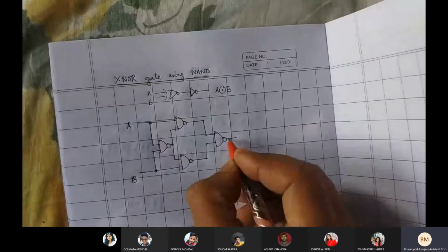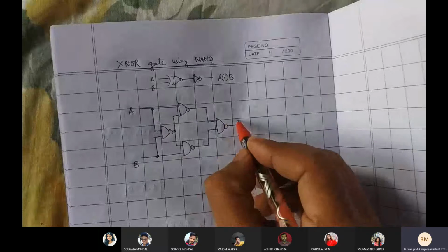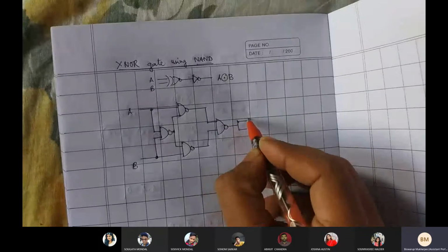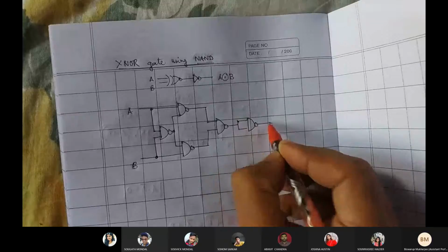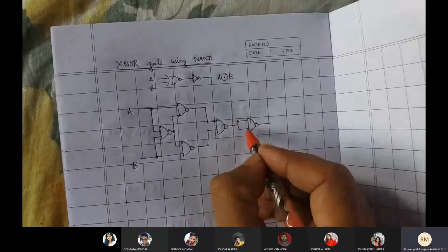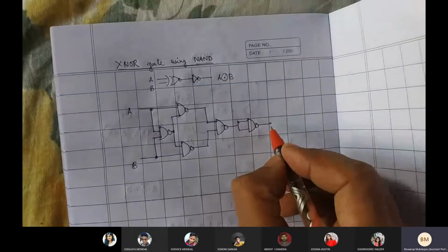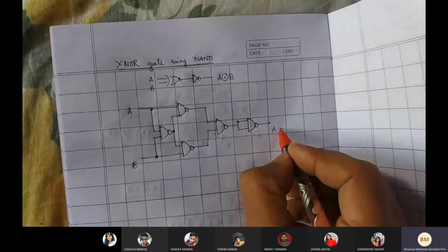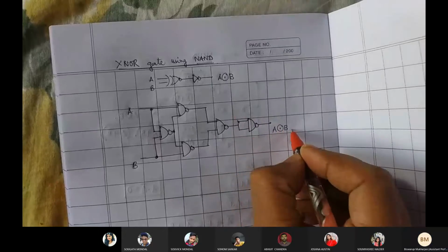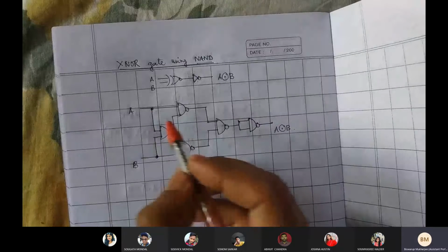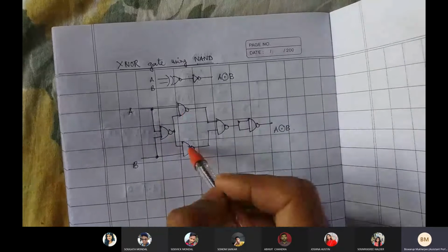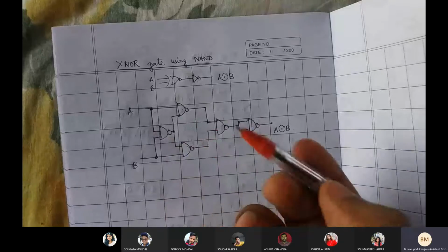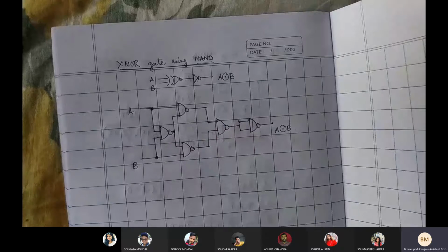So this is what we are getting here, that is A XOR B. Next step, we need to go for another NAND gate configured as NOT. So we'll be getting right over here A XOR B complemented. So how many gates are required? 1, 2, 3, 4, 5. 5 NAND gates are required in order to make one XNOR gate using NAND.